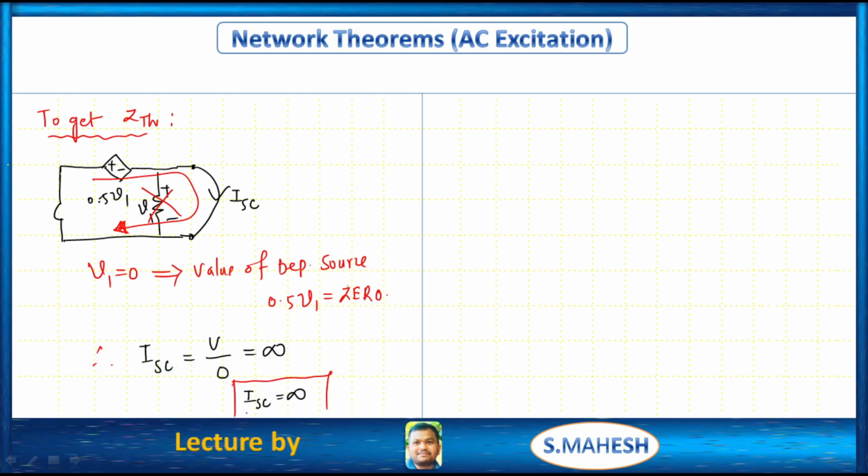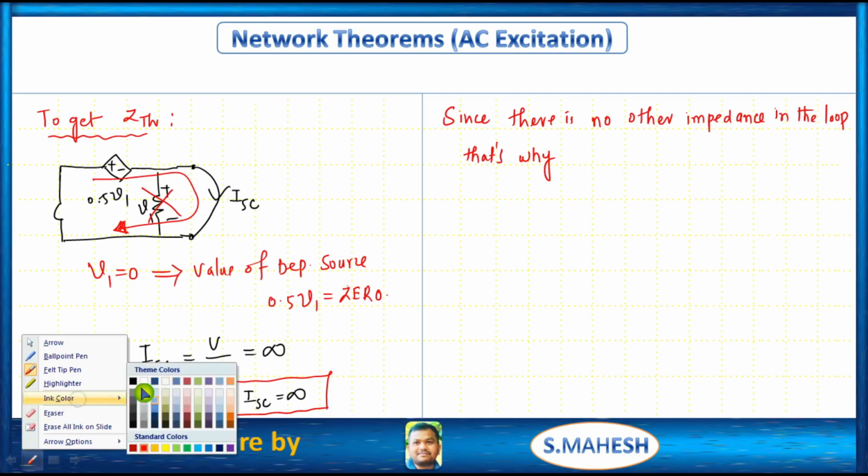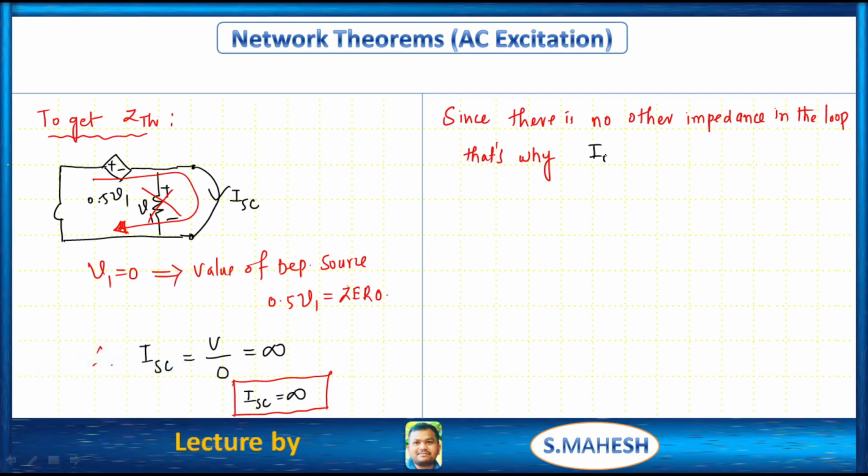What is the basic reason for this? Because the circuit has no impedance in any branch, since there is no other impedance in the loop. That's why ISC is equal to infinite. Clear?